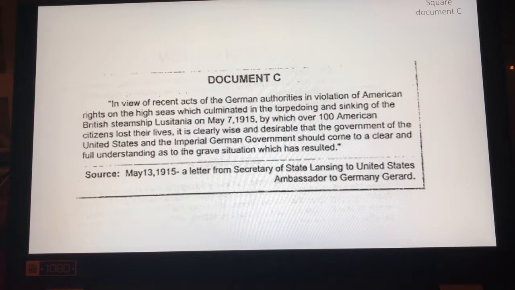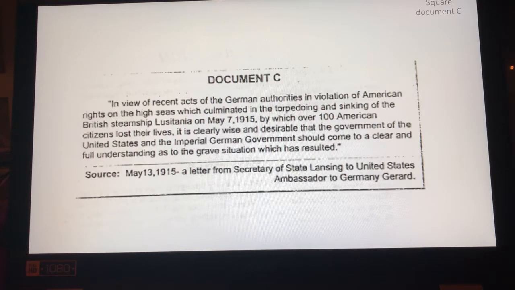So I kind of relate these documents together, right? Germany has given a warning now. Germany was trying to adhere to the laws, and now they know they've attacked this ship. So if we're summarizing this, they've attacked a British mail steamer. It had American citizens on it. And so now let's look at the historical situation.